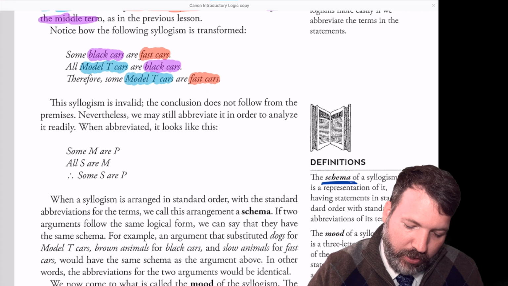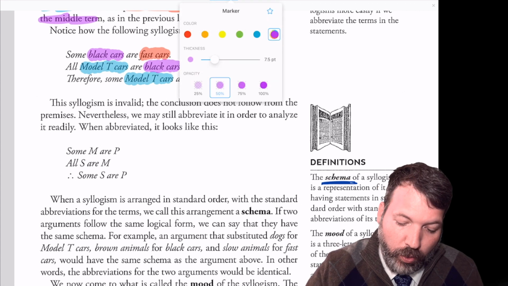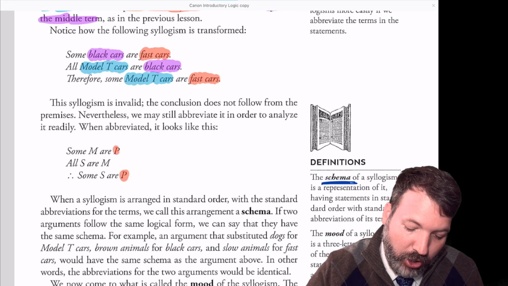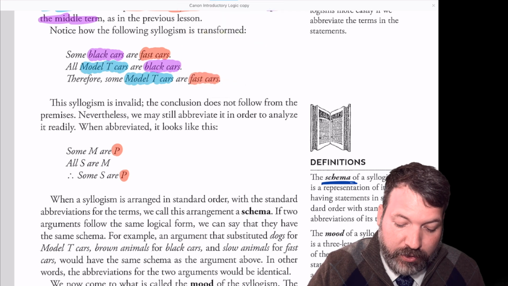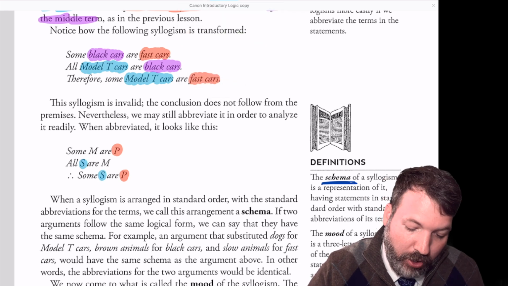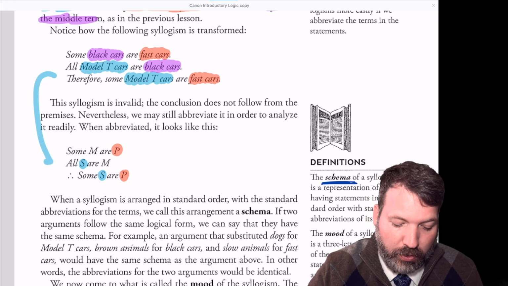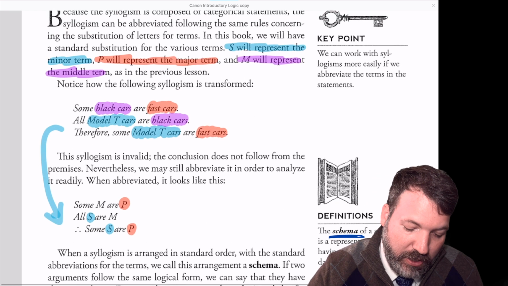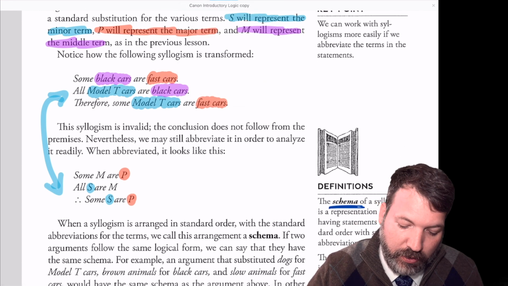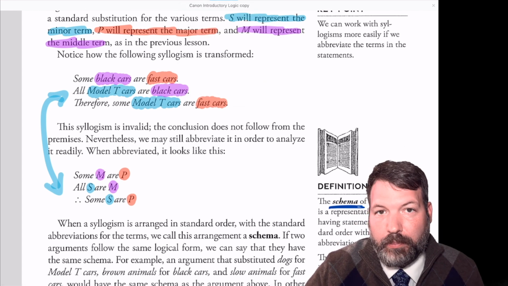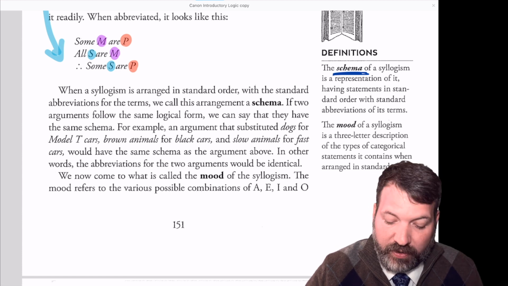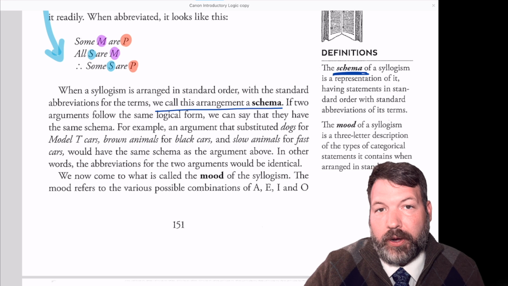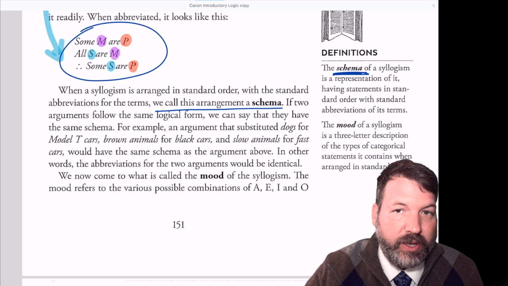So notice what we've done here. Because we don't actually care about the terms, we're going to take the major term, fast cars, and we're just going to replace it with an abbreviation, P. And then we're going to do the same thing for the minor term. Model T cars, you can hopefully tell the positions between these two arguments are the same. Model T cars, we're going to replace with S. And then finally, black cars, which was the middle term, we're going to replace with M. And so when we arrange a syllogism in standard order with these abbreviations, that's what we mean when we talk about a schema. So schemas should always look like this.